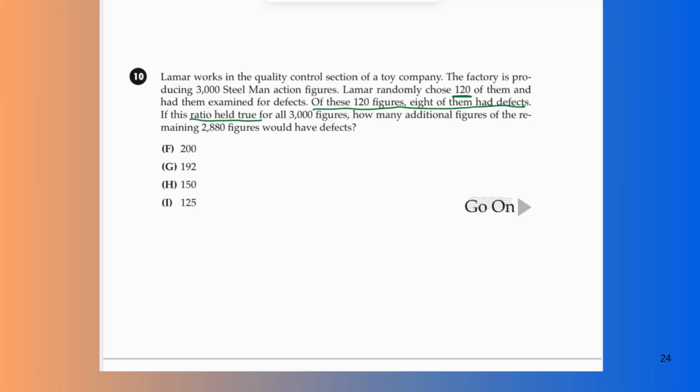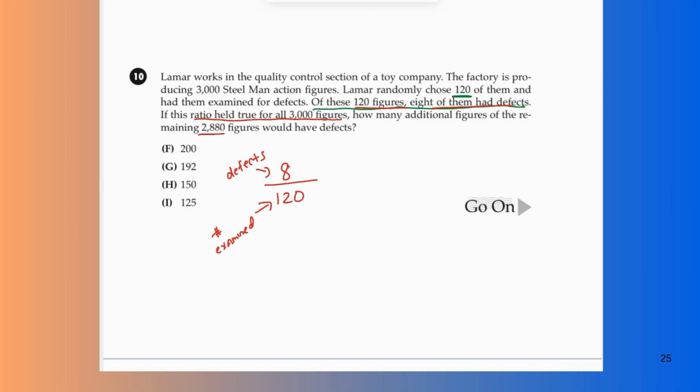If this ratio held true, so before I go on, I'm going to write that ratio. Any phrase that comes after the word of is always going to be the denominator of your ratio. So we're talking about a total of 120 figures that were examined. Now, of these 120 that were examined, 8 of them had defects. So the 8 is going to go in the numerator. So this is the number of figures that had defects, and the 120 is the number of figures that were examined.